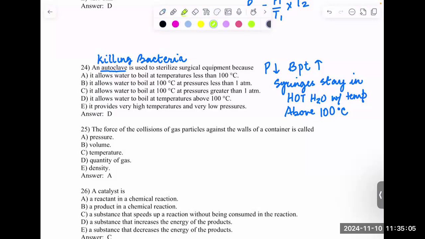So just remember, in autoclaves, the pressure is very high. So the boiling point increases. The water will now boil at a higher temperature. So it allows water to boil at a temperature above 100 degrees Celsius. That is the only reason. The rest is all nothing.